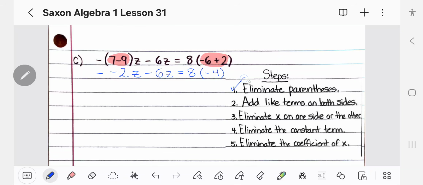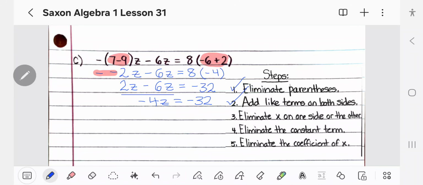So we have eliminated the parentheses. But we need to clean this up a little bit so we can add our like terms on both sides. Notice that you have the opposite of a negative here. So that's going to just be positive 2z minus 6z equals, and we can multiply this. This is negative 32. So notice we didn't have to use the distributive property in this problem because there were like terms inside of the parentheses, which is what I've been warning you about, but we haven't seen that, have we? 2z minus 6z is negative 4z equals negative 32. So now we've combined those like terms.